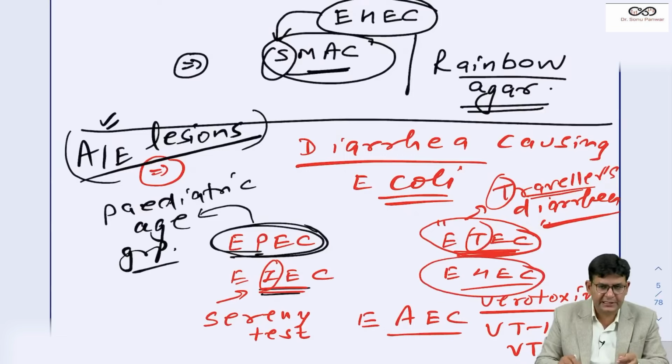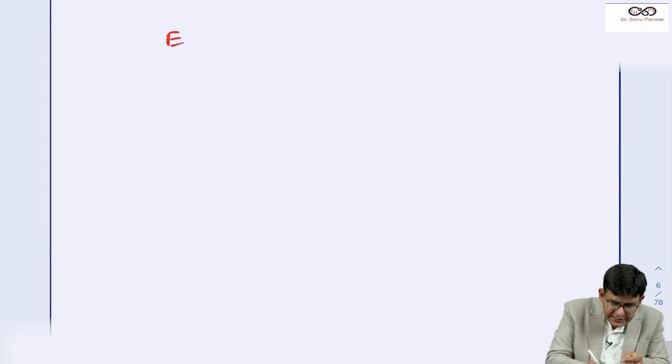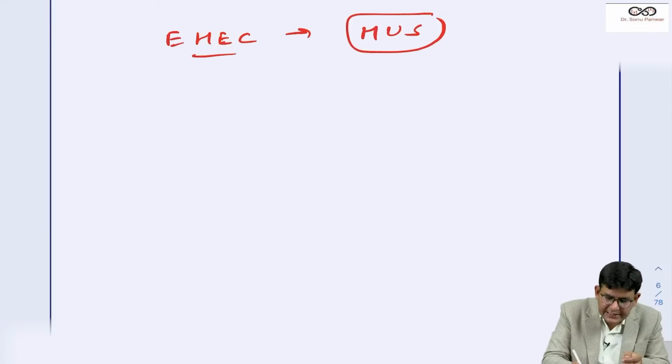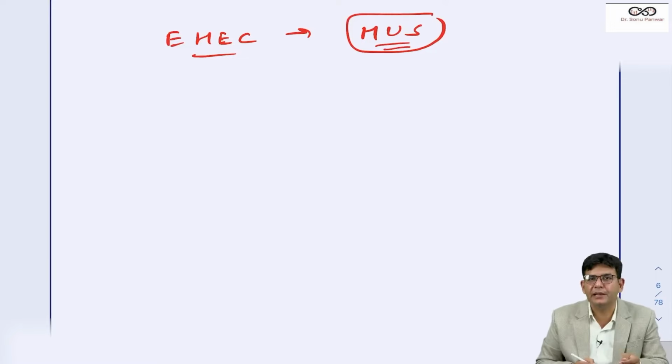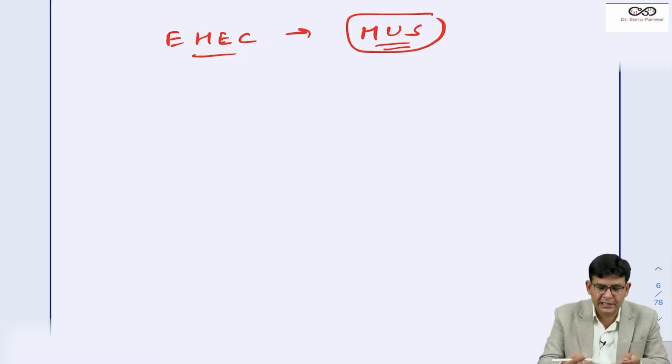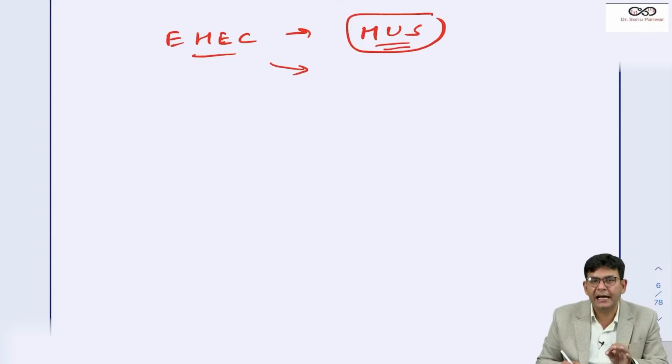These verotoxins are secreted by this EHEC, and this EHEC leads to which disease? It leads to HUS in the children. And what is HUS? HUS is hemolytic uremic syndrome. And in the adults it does what? Hemorrhagic colitis. Fine. So these all are important entities to be remembered regarding the diarrheagenic E. coli.